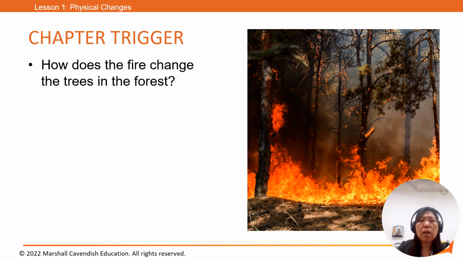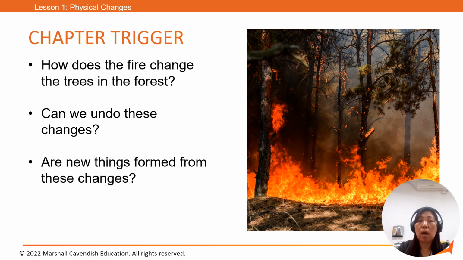So how does the fire change the trees in the forest? Are there new things formed from these changes? Well, we know that there is so much smoke, and also ash is formed. So the fire changes the trees by using heat, by burning, and then it changes into smoke and ash. Can we undo these changes? No, we cannot. Are new things formed? Yes, smoke and ash.